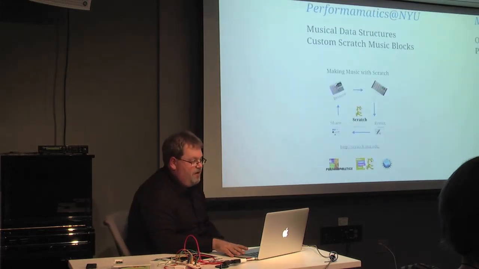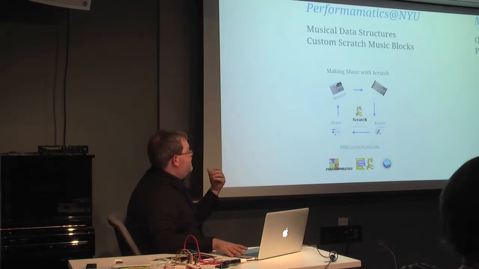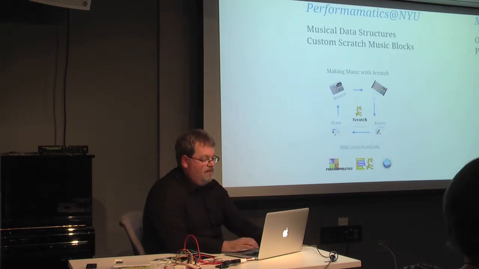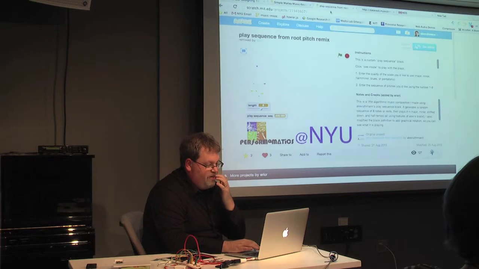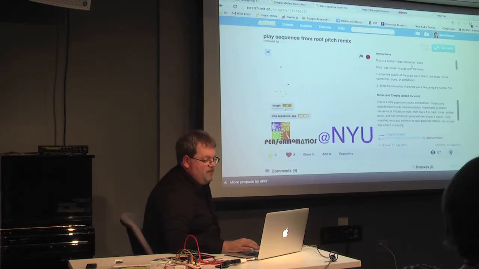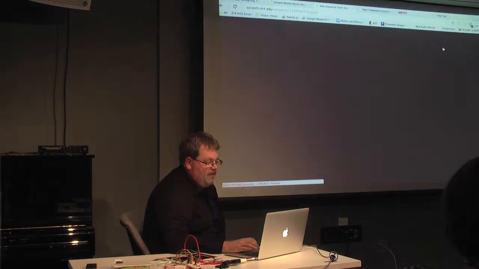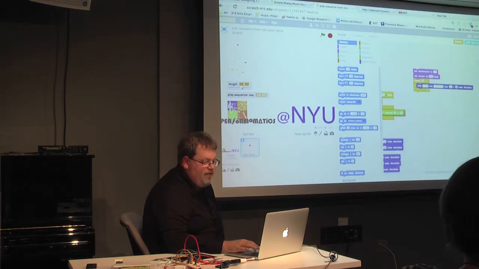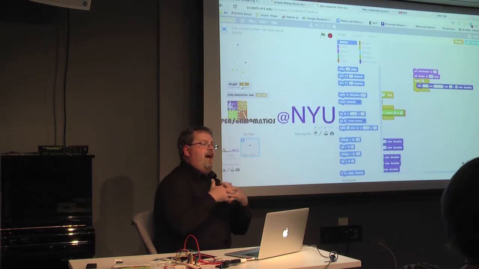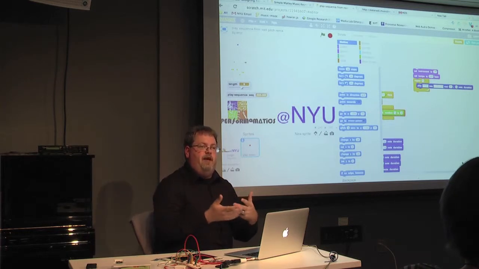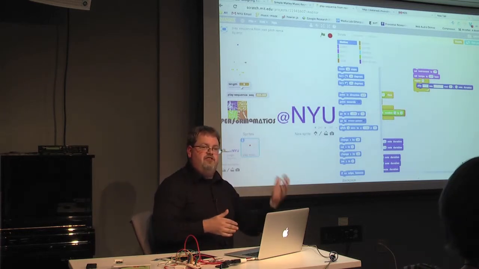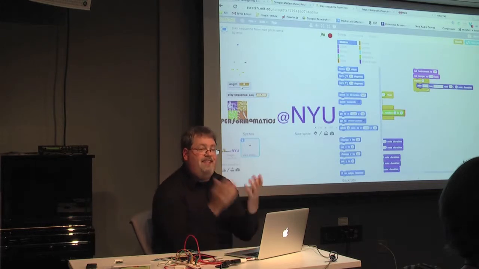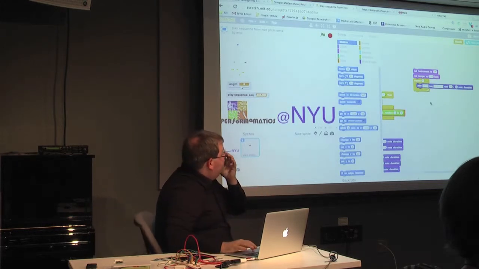The third one, again, is going back to Scratch and looking at these musical data structures and blocks. I've already shown you a little bit of Scratch, but to show you what that looks like, here's a project that we developed within Scratch that was really about, how can we make it easier for kids to play around with musical gestures and shapes? And so we created a play sequence block. And you can see this block here.